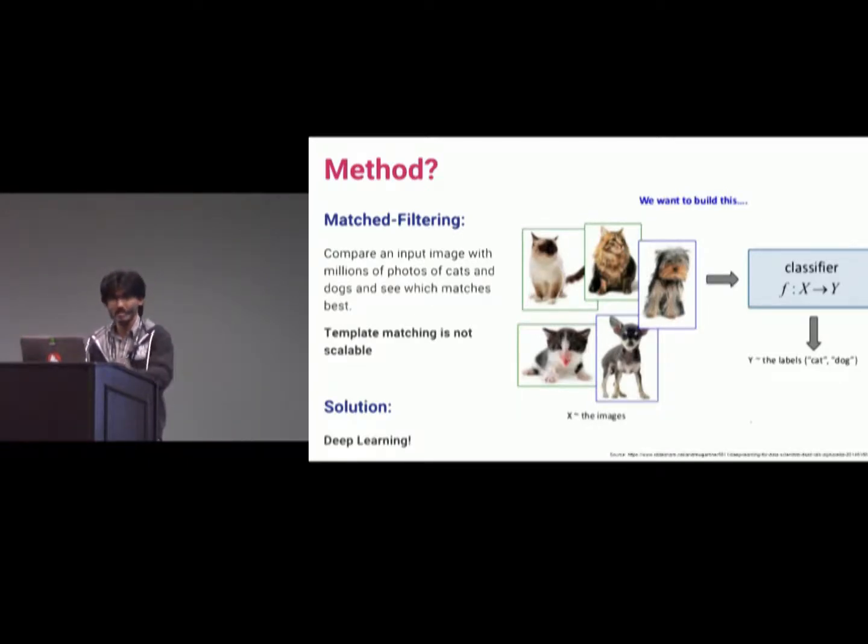What LIGO currently does is a template matching technique called matched filtering, where you compare every second of data with every one of these templates. And there are around 100,000 of these templates, so it's a very computationally intensive problem, and you cannot actually look for all possible signals because of the computational costs. So how do you solve this problem?